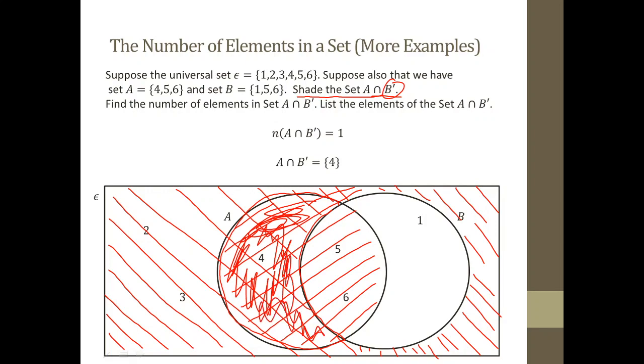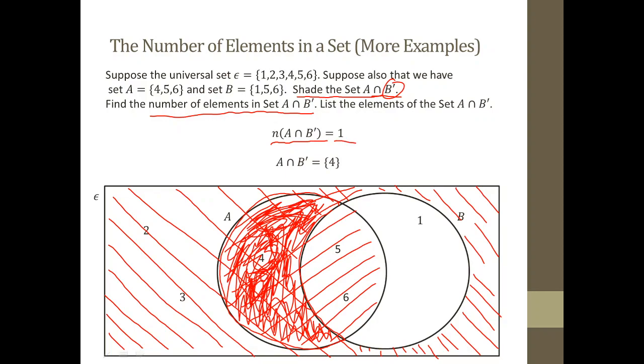And see? So this region over here, let me try to shade it as much as possible. This region over here is the overlapping region. Okay? So find the number of elements in set A intersect B prime. Only 1. So n of set A intersect B prime equals 1.